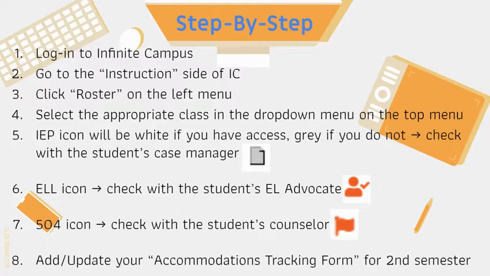I'm not going to read through it, but you might want to come back to this if you need to. Remember that the icon for special ed is either a gray or a white, like paper document. The icon for ELL is the little person with the check mark, and 504 icons are going to be flags, and when you hover over it, it'll say 504. Remember to please add new students or update your accommodation tracking form for second semester.